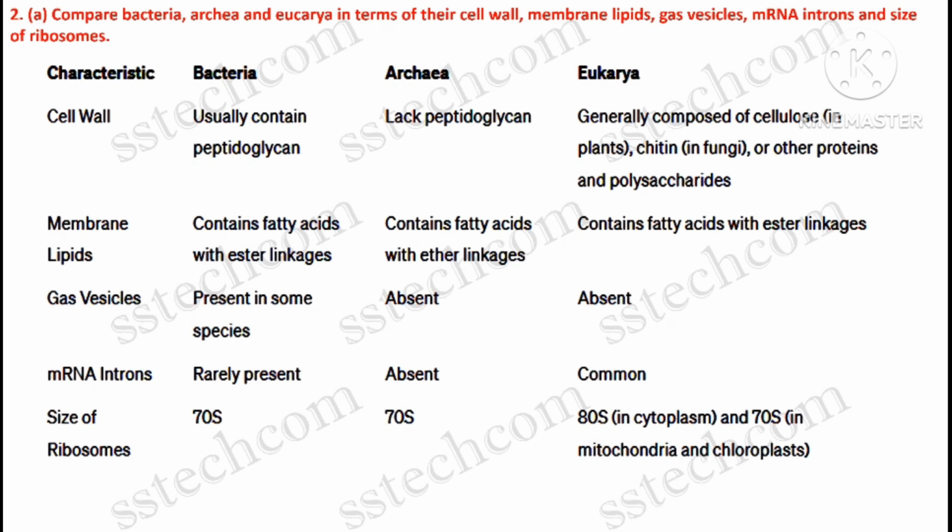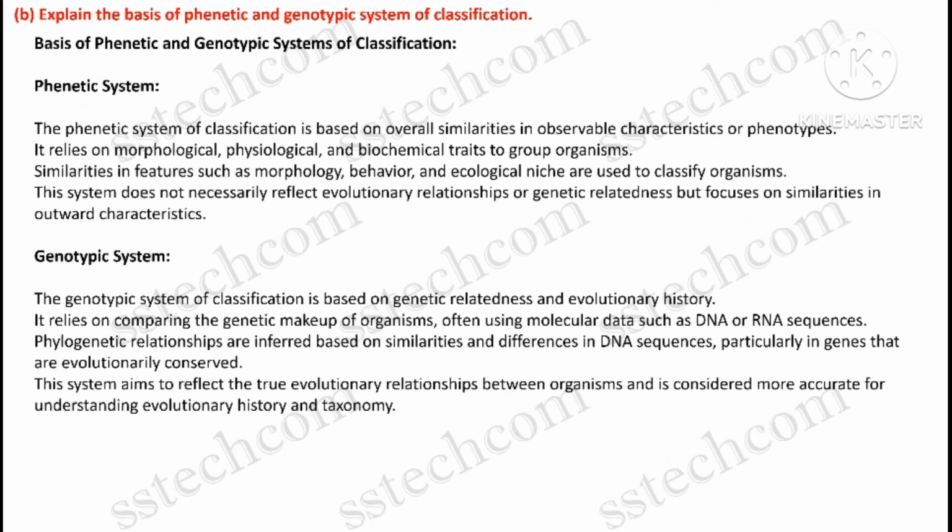Question number 2. First part, compare bacteria, archaea and eukarya in terms of their cell wall, membrane lipids, gas vesicles, mRNA, introns and size of ribosomes. Second part of this question is explain the basis of phenetic and genotypic system of classification.